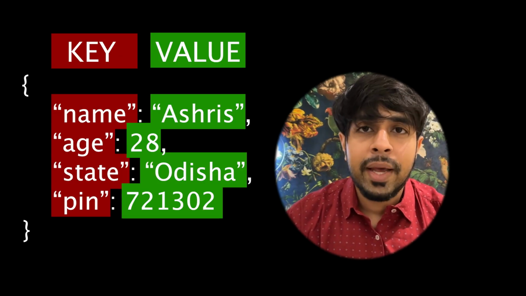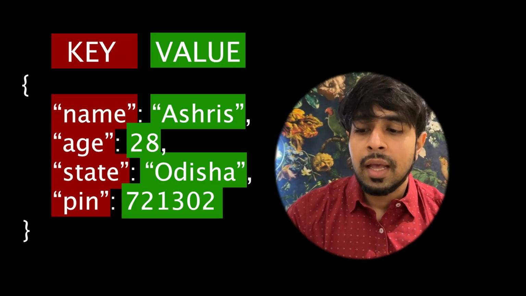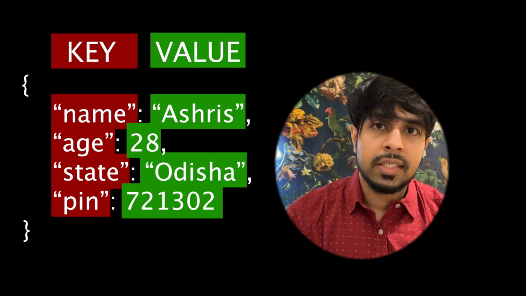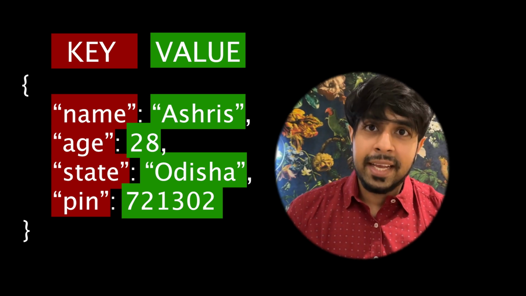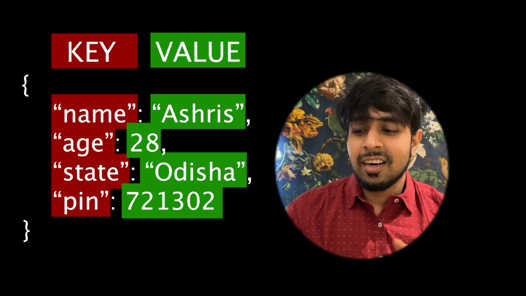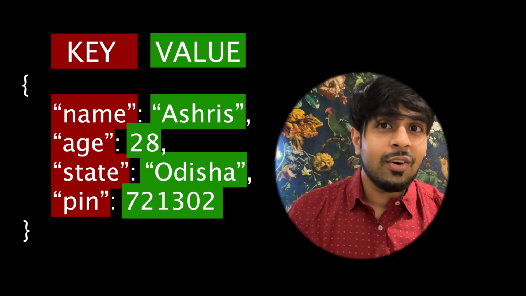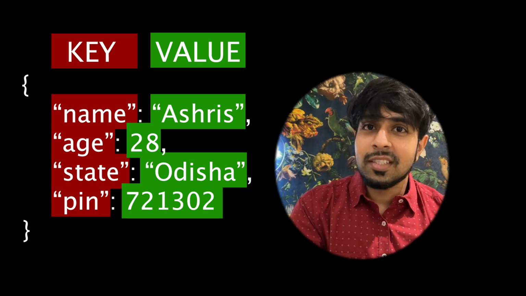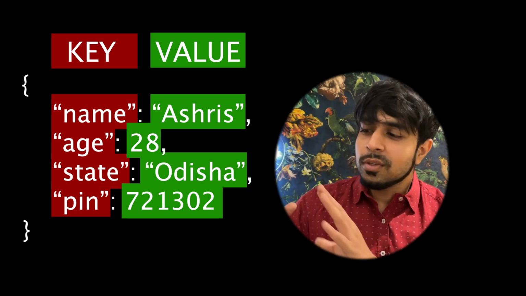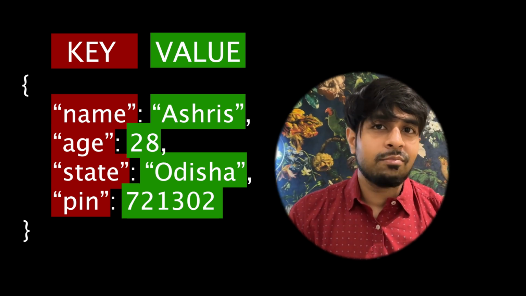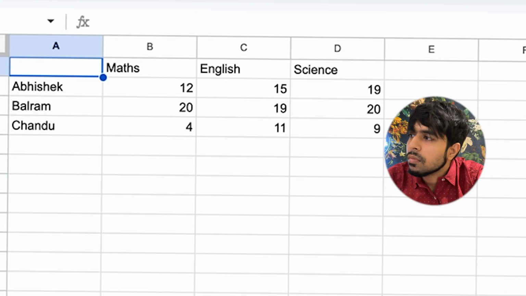So what is a key value pair? Imagine I'm a student and my data can be represented as name, Abhishek, age, 28, house or like home, Odisha, and pin code 721302. So this key value pair is a JSON essentially.